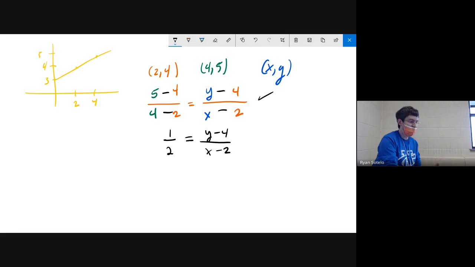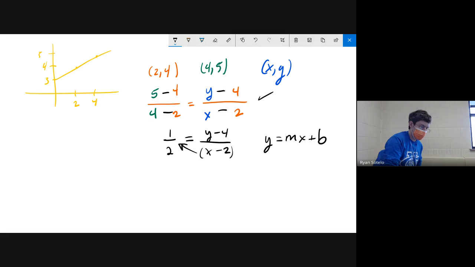I just want to rearrange this. I want to get y by itself. I want to get it in this form. So I'm just going to try to get y by itself. I'm going to multiply both sides by the x minus 2. That brings it over here. And then the numerator's all alone now on the right.